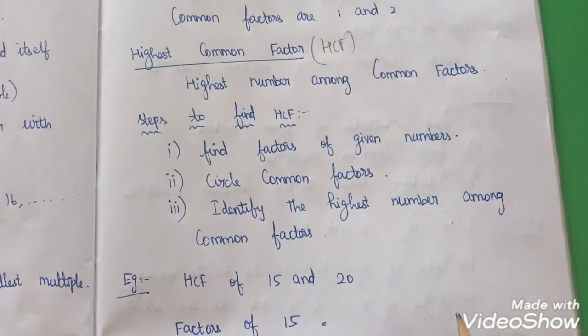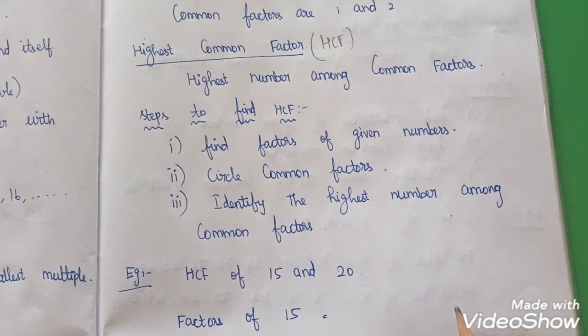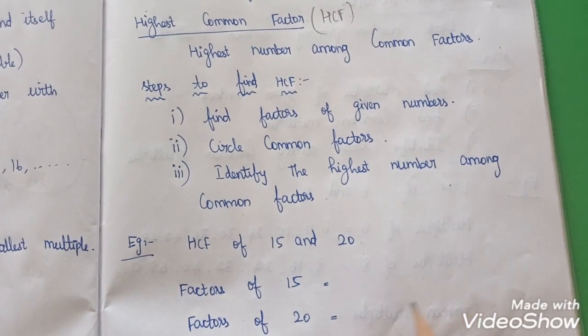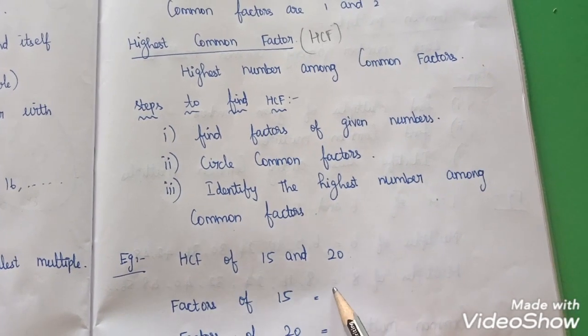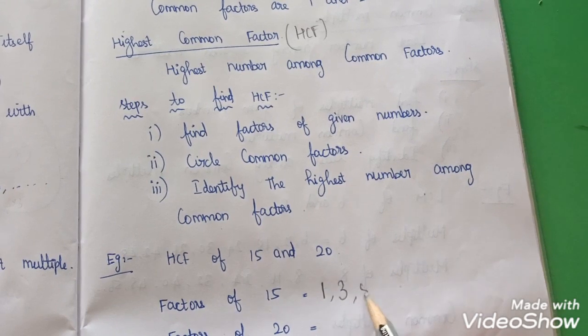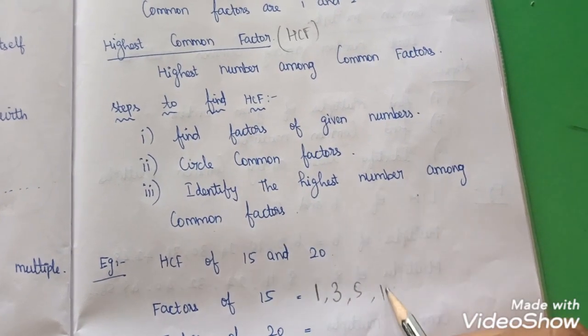Yes, so let me see. The first one is the HCF of 15 and 20. So for the HCF of 15 and 20, we have to find the factors of 15. The factors of 15 are 1, 3, 5 and the last one, 15.